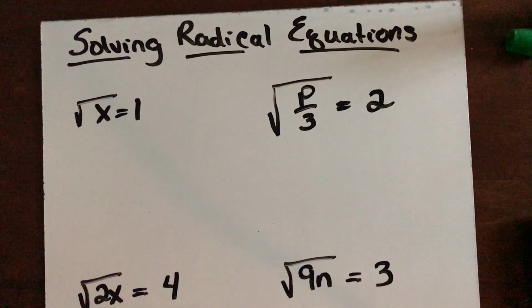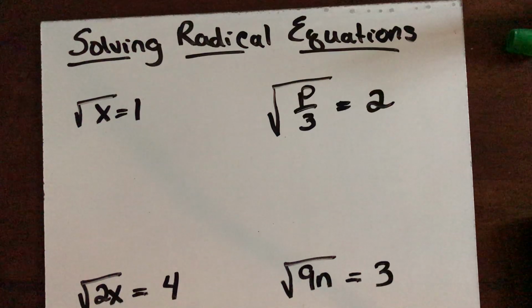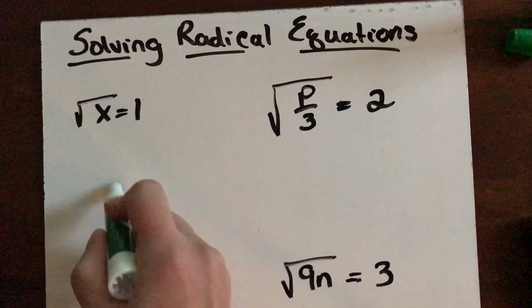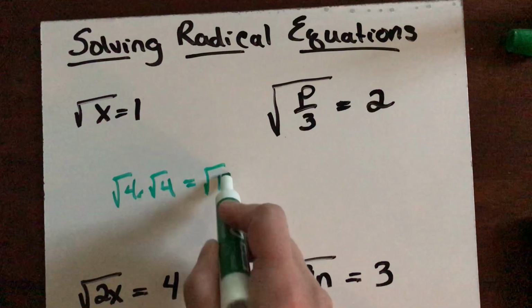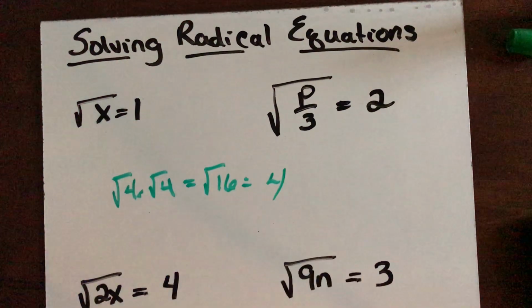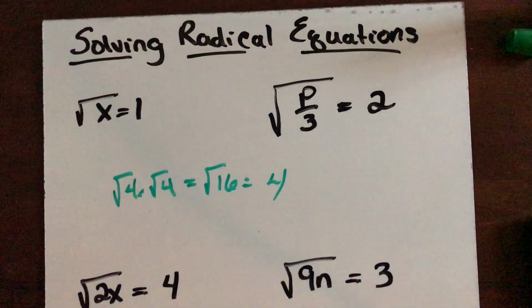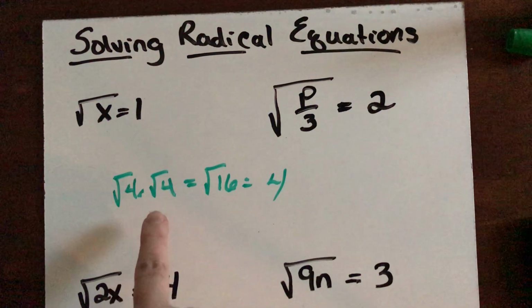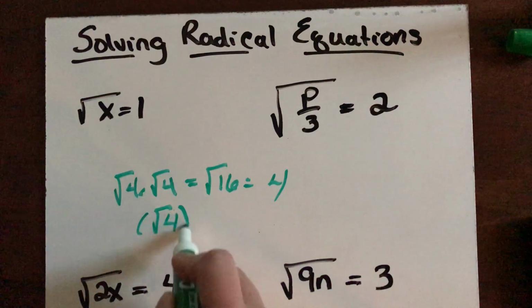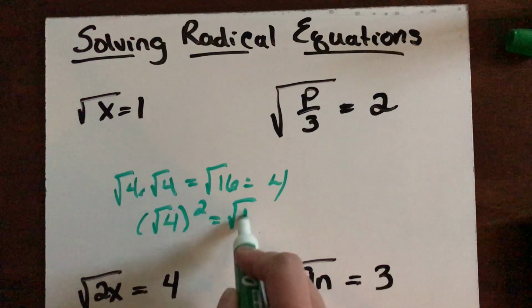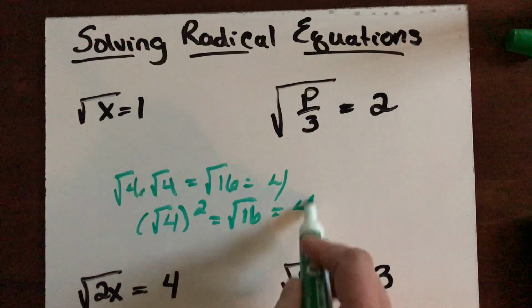Now, do you all remember that to get rid of a radical you have to multiply it by itself? Like the radical of 4 times the radical of 4 would be the radical of 16, and that's a perfect square, which would be 4. All right, so is there another way I can write the square root of 4 times the square root of 4? Could I condense it like this? The square root of 4 squared equals the square root of 16, which equals 4.